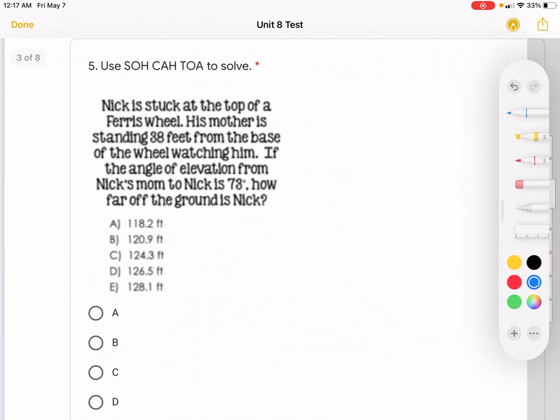Next, we're going to continue using SOH CAH TOA, but now we have a word problem. It says Nick is stuck at the top of a Ferris wheel. His mother is standing 38 feet from the base. Since it's an angle of elevation problem, we're going to draw a regular upwards right triangle. The angle of elevation from Nick's mom to Nick is 73 degrees. His mom is down here, and the angle that she's looking up at Nick is 73 degrees.